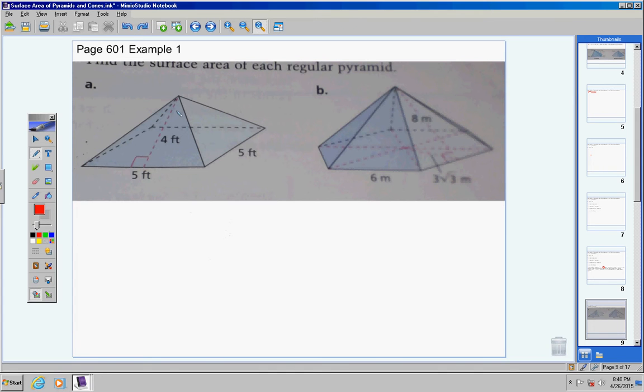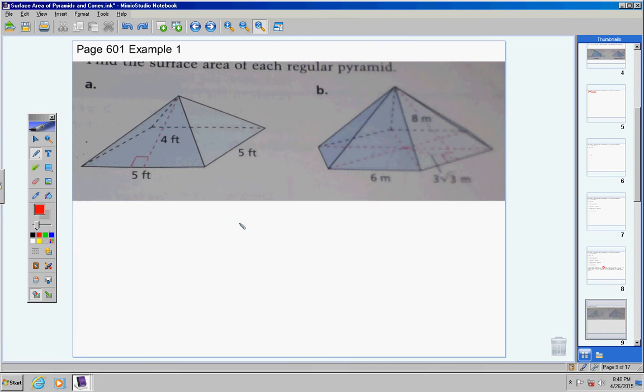This is a right pyramid, by the way. We can make that assumption. How can I make that assumption? Well, there's a slant height right here. Is there not? And I told you, a non-regular pyramid is not going to have a slant height. So as soon as I see that I have a slant height, I know that I have a regular pyramid.